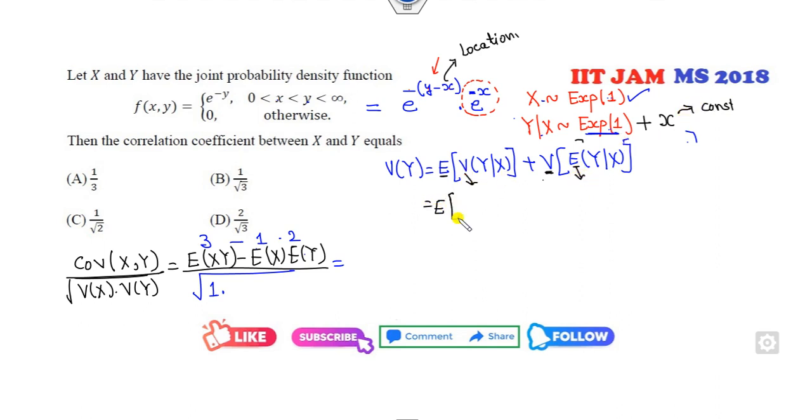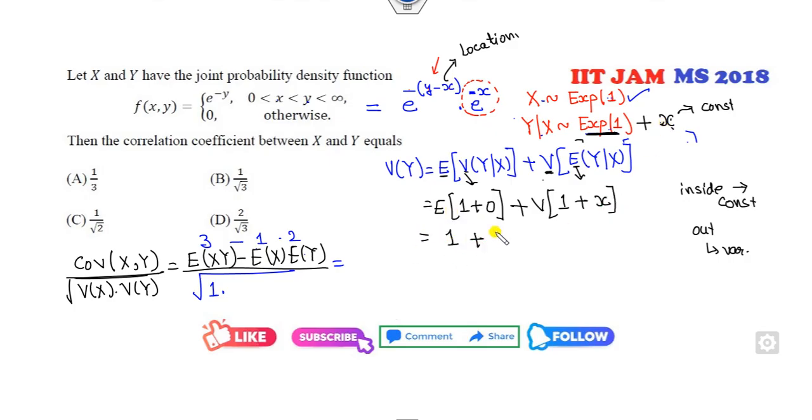So if I find this value, what is the variance of this? The expected value is 1, and this variance is 0. For the inside case, this is my constant. For the outside, this is my variable. So this is 0 plus the variance of the expected value, and the expected value of the constant is x. The expected value of 1 is 1, the variance of 1 is 0, and the variance of this is 1. So it is 2.